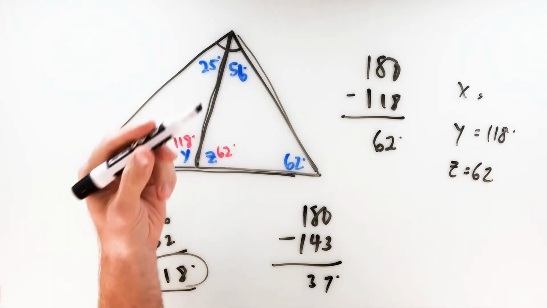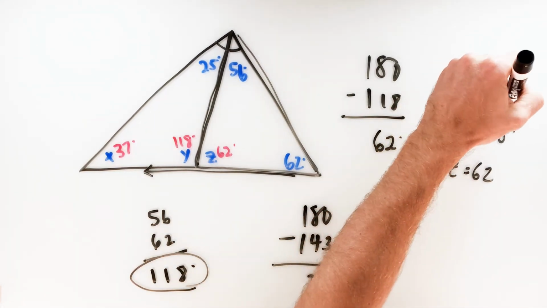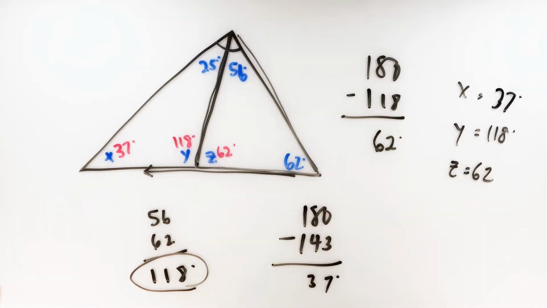Okay, so again, if you know 2 angles of the triangle, subtract those from 180, that's going to get you the third. Okay, so there we go. X is 37, Y is 118, Z is 62. Now, while we're here, let's classify some of these triangles in some of the ways that we talked about before.